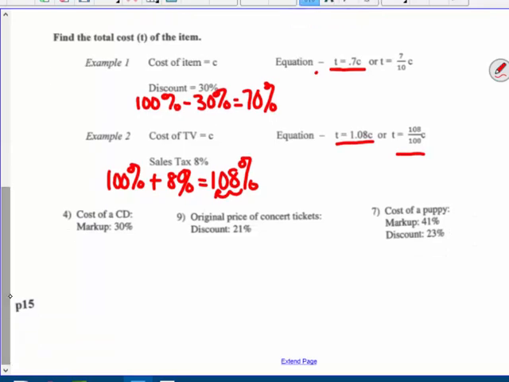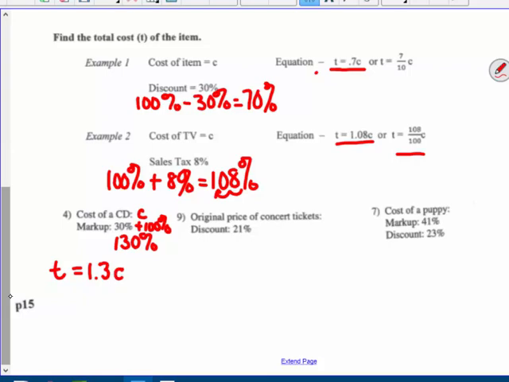So the cost of a CD with a markup of 30%. So 100 plus that 30% gives me 130%. So my total cost T would equal 1 and 3/10ths times the cost of my CD, C.